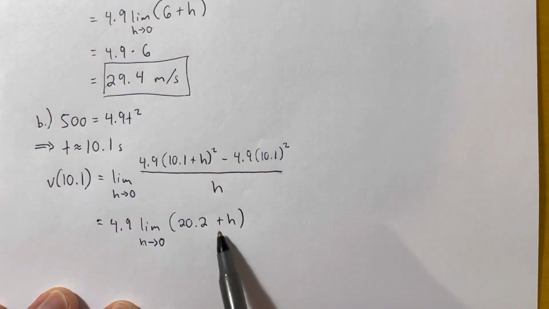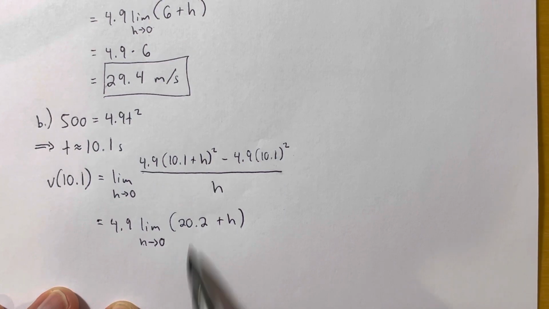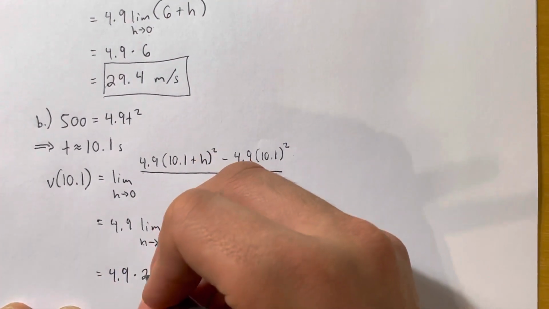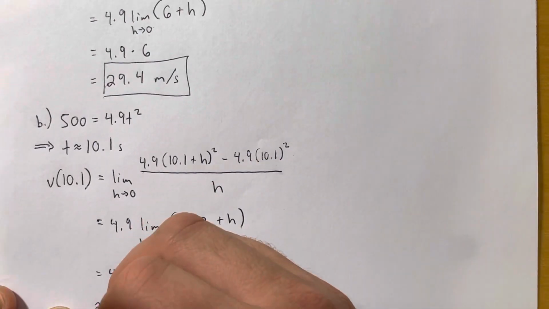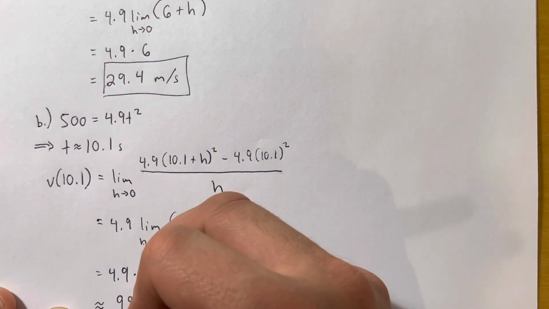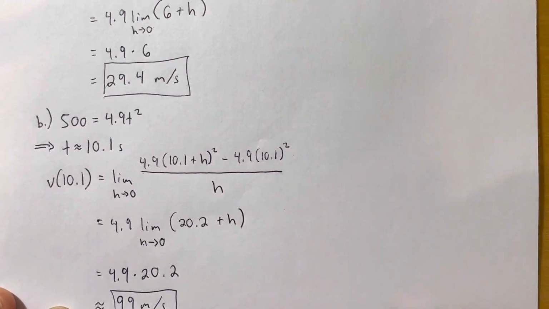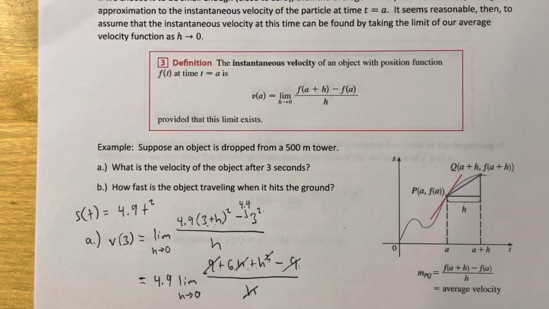So as h approaches 0, once again, this h will go to 0, giving me 20.2. So this is equal to 4.9 times 20.2. Just use a calculator for that. That's going to be approximately 99 meters per second. Okay? Cool. Let's go ahead and move on.